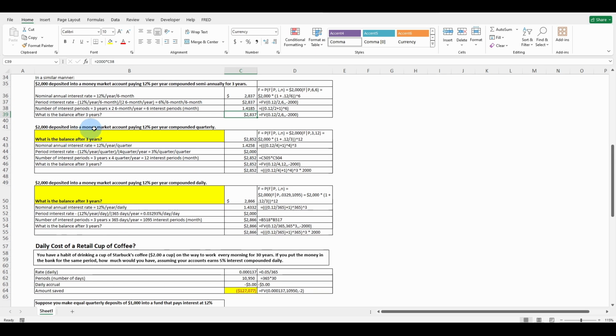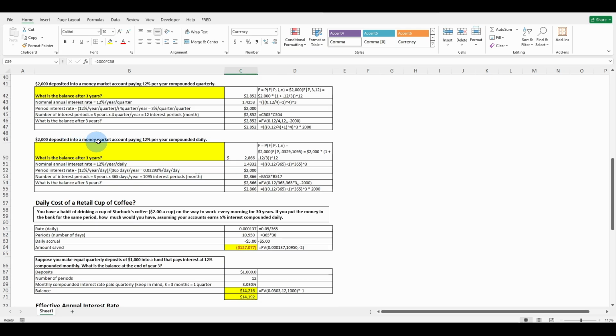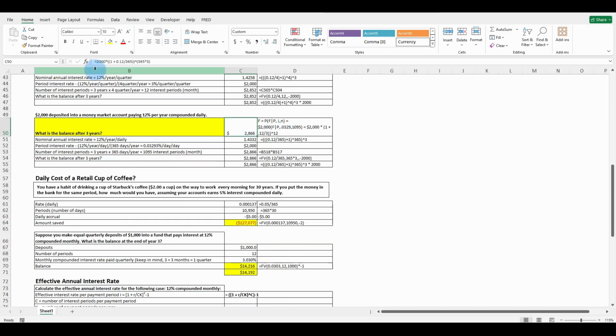$2,000 deposited in a money market account paying 12% per year compounded quarterly. $2,000 deposited into a money market account paying 12% per year compounded daily. Here we go. You're going to have to do a little more work. This is the simple way to do it. You're just going to substitute your periods. So here we have 365, and then we're going to take the number of years times 365. Notice I said it's sometimes easier to do it this way for notational purposes, or if somebody else is working on this spreadsheet, it's a little easier to identify what's going on here.